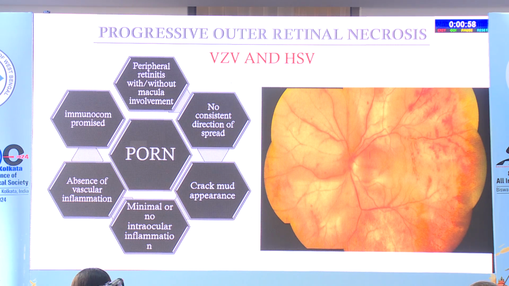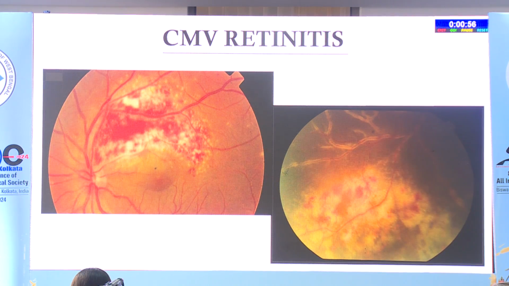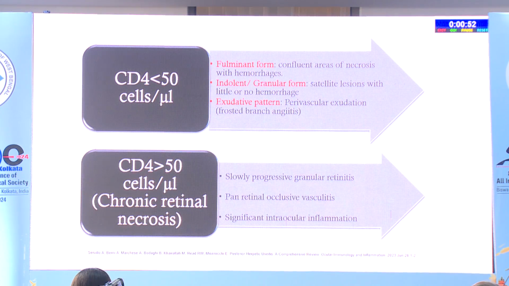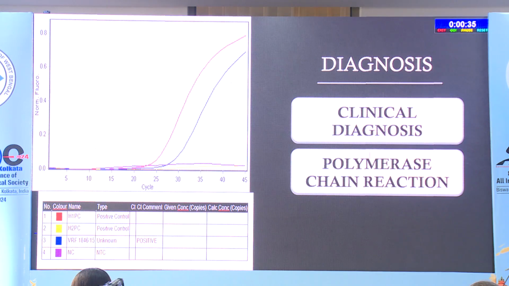Vessels are not involved. And this is CMV retinitis, with a classic pizza-pie appearance with vasculitis. When the CD4 count is less than 50 cells, it is a fulminant form, indolent and granular type, exudative pattern. With more than 50 cells per cubic millimeter CD4 cell count, they can have slowly progressive granular retinitis, pan-retinal occlusive vasculitis, and significant intraocular inflammation. Viral retinitis is one of the conditions where PCR is indicated to find out what type of virus.